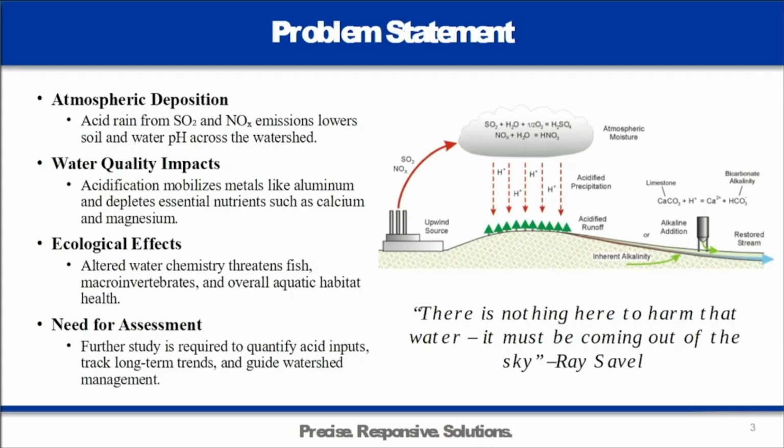Within a lot of watersheds, you'll have a natural or native buffering capacity, and here it's referenced as an inherent alkalinity. This would be native limestone or other carbonates within the stream that would buffer that acidity coming off. So in an area where you do not have this inherent alkalinity to balance this out, you need to add alkaline material to have your restored stream section.